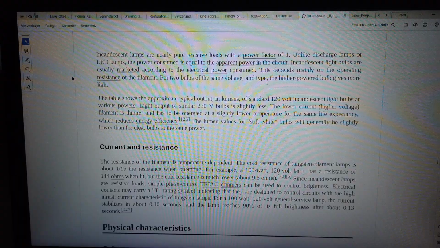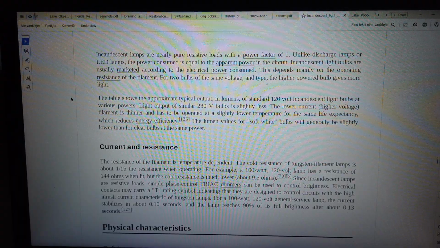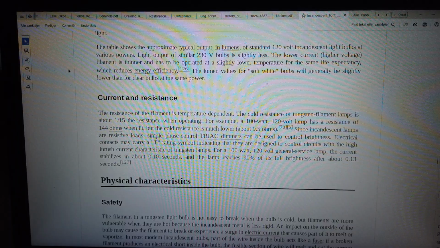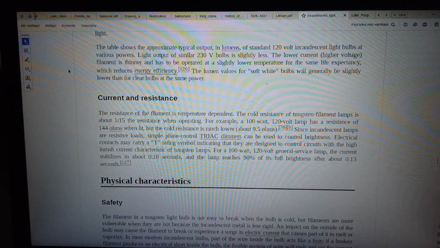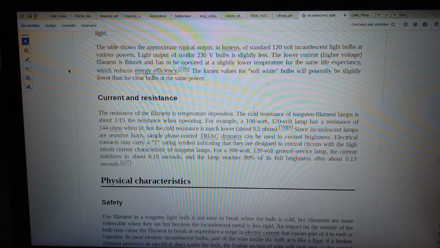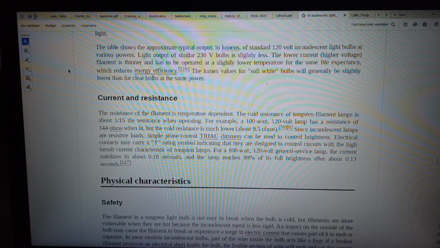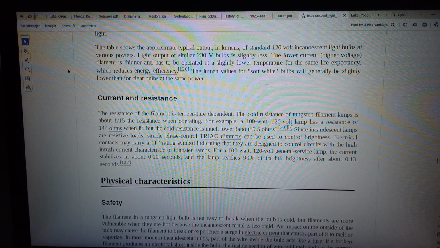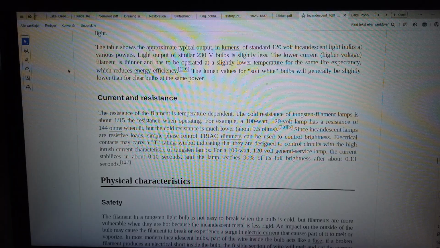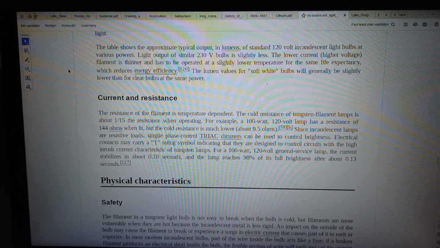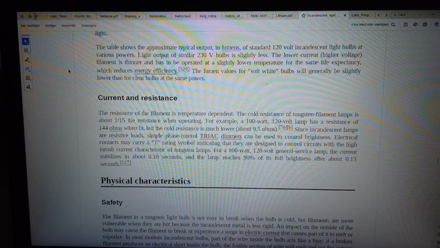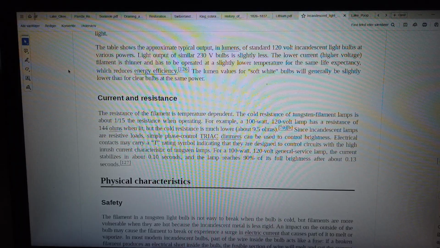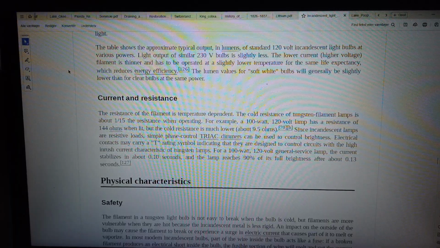The table shows the approximate typical output, in lumens, of standard 120 volt incandescent light bulbs at various powers. Light output of similar 230 V bulbs is slightly less. The lower current, higher voltage filament is thinner and has to be operated at a slightly lower temperature for the same life expectancy, which reduces energy efficiency. The lumen values for soft white bulbs will generally be slightly lower than for clear bulbs at the same power.